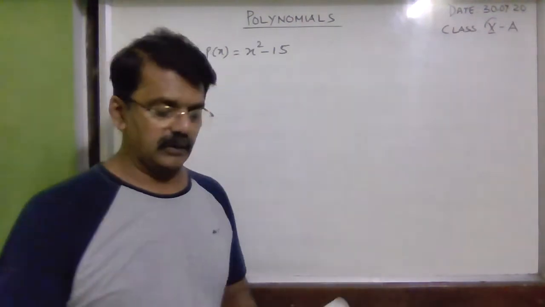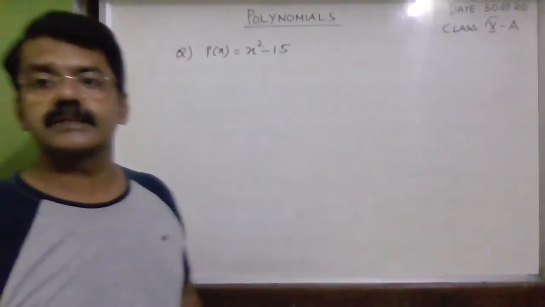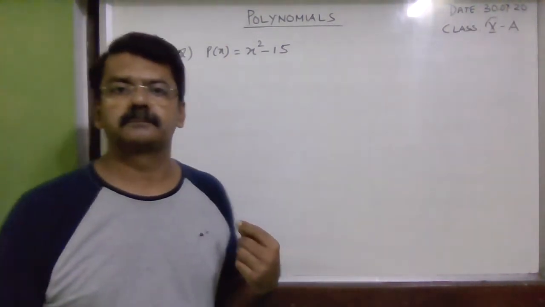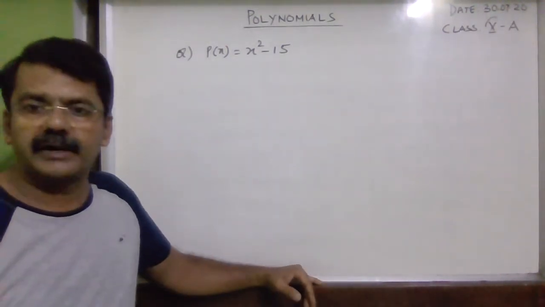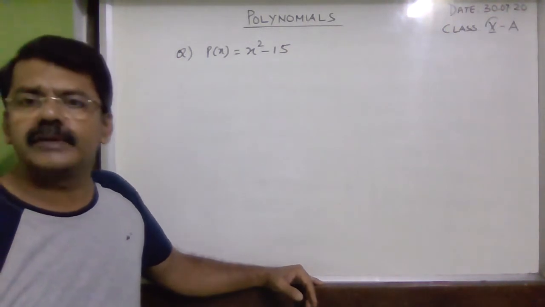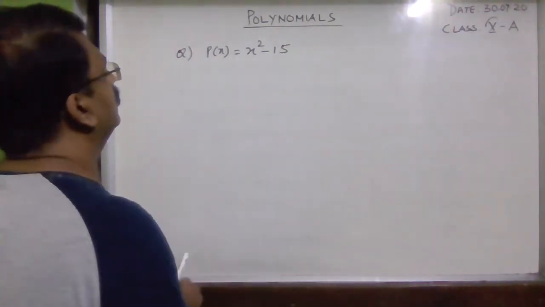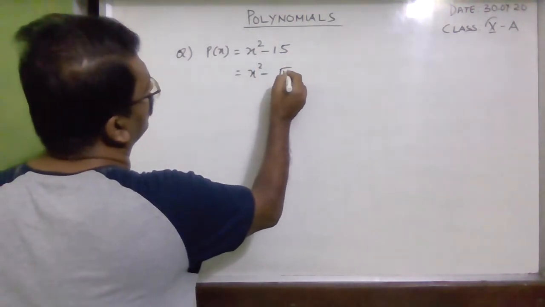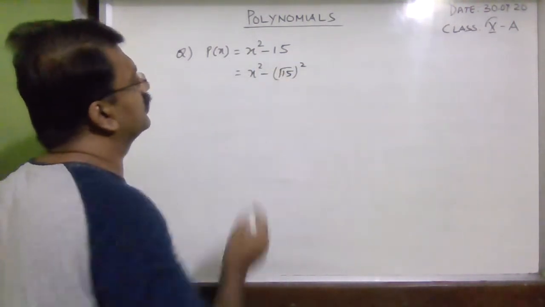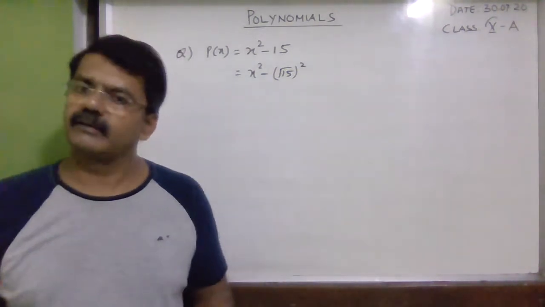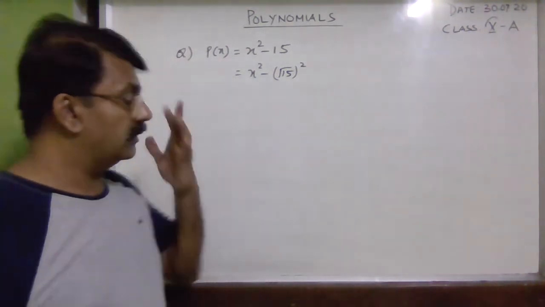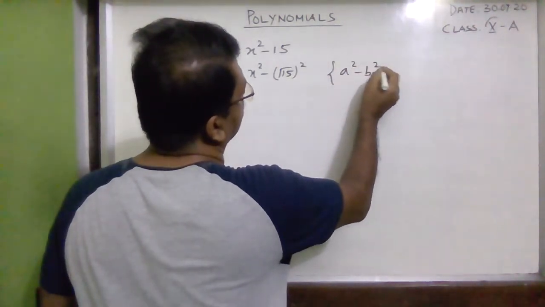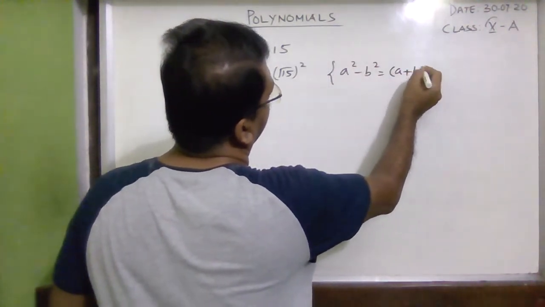P(x) is equal to x square minus 15. So once again, there is a quadratic polynomial. First of all, we have to factorize it. So what we do, we'll write it as x square minus square root of 15 square. Because you know that square root of 15 square will be 15 only. Now we'll apply the identity a square minus b square is equal to a plus b into a minus b.